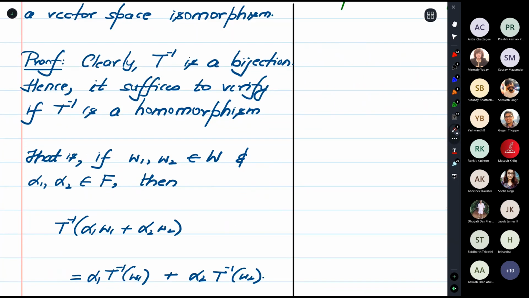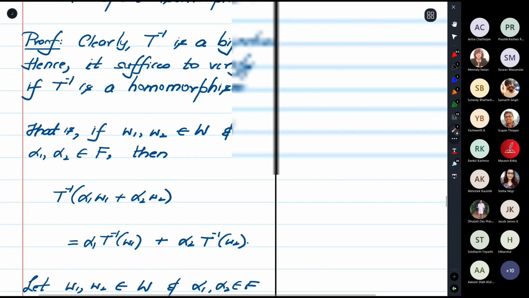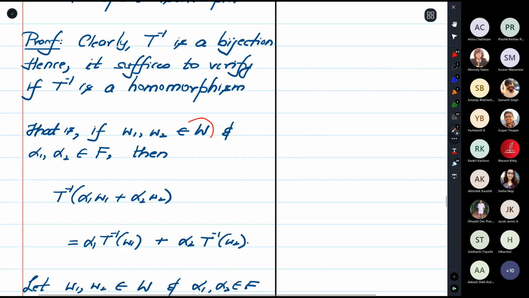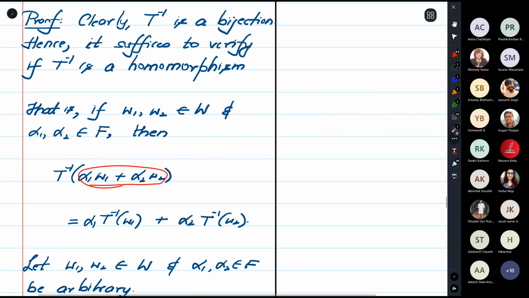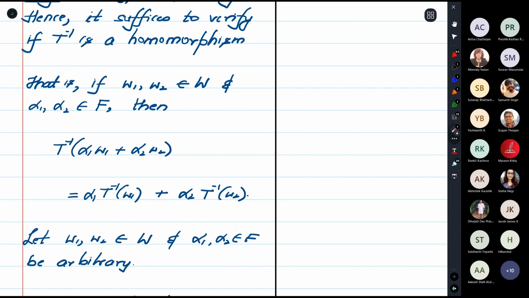So what does that mean? How do we verify that T inverse is a vector space homomorphism? We need to verify that if W1 and W2 are two elements of capital W, and alpha 1 and alpha 2 are two elements of the field F, and you look at this linear combination of W1 and W2 and apply T inverse to it, then T inverse is a vector space homomorphism if this relationship holds true: alpha 1 times T inverse of W1 plus alpha 2 times T inverse of W2 must equal it.